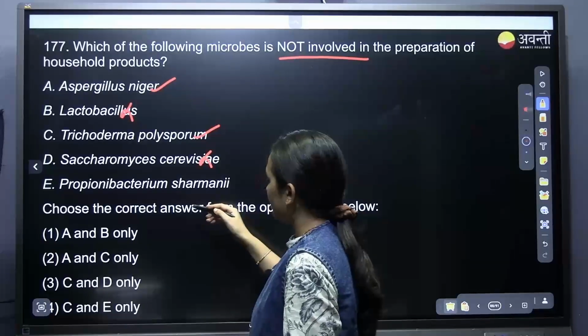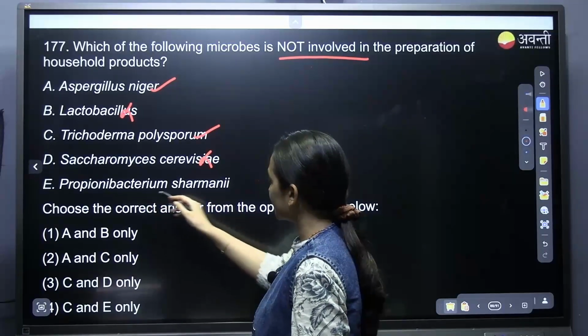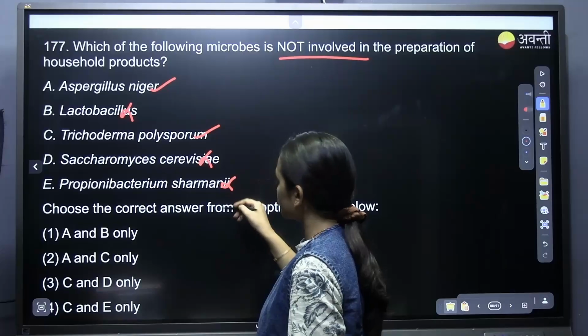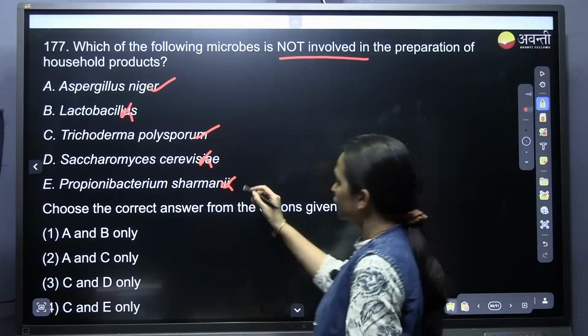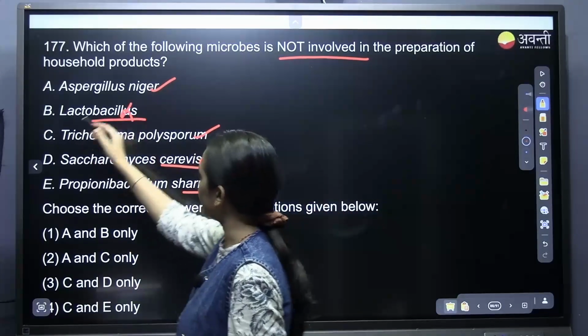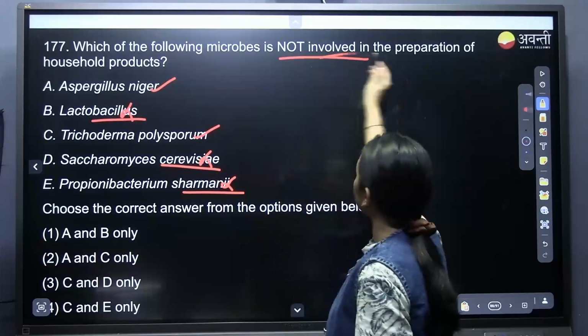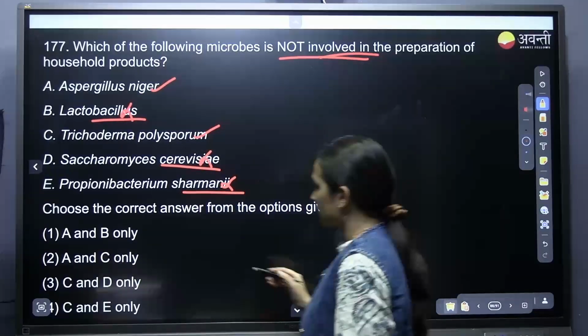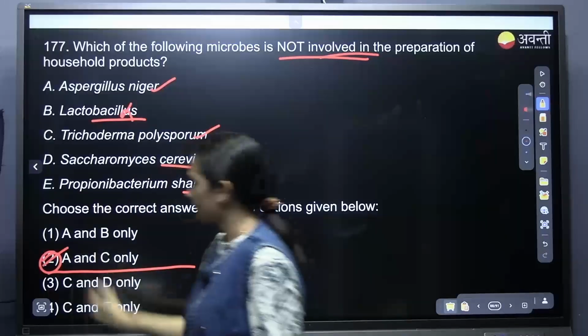And Propionibacterium shermanii is also used in cheese production. So these are used in household production. A and C are not used. We need to find the not involved one. So A and C are not involved. Understanding?